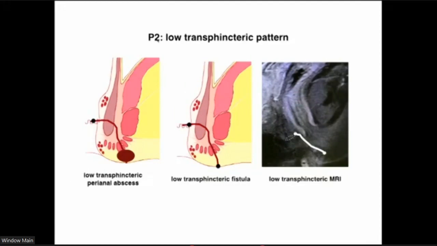The pattern 2 is the low transsphincteric fistula. The fistula or the abscess go to the perianal abscess here, but the tract passes into subcutaneous or between superficial and subcutaneous. So this is the low transsphincteric. This one, if it passes here, is very similar to the intersphincteric. If it passes here, is very similar to the high transsphincteric. But in fact, it's low transsphincteric because it passed between bundles of subcutaneous external sphincter.